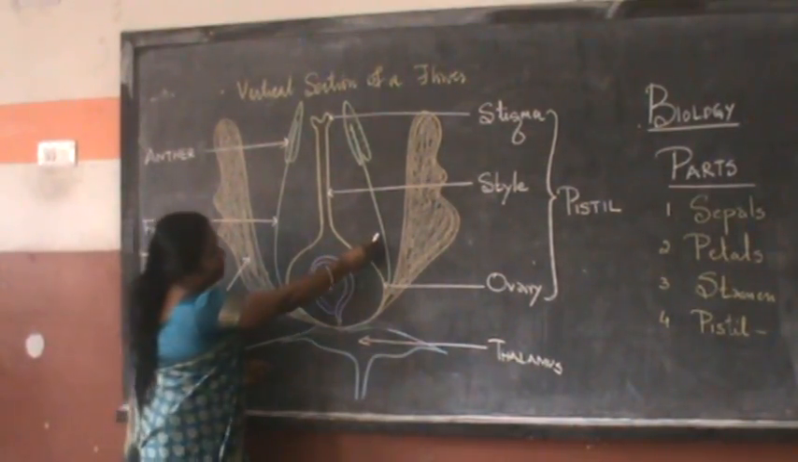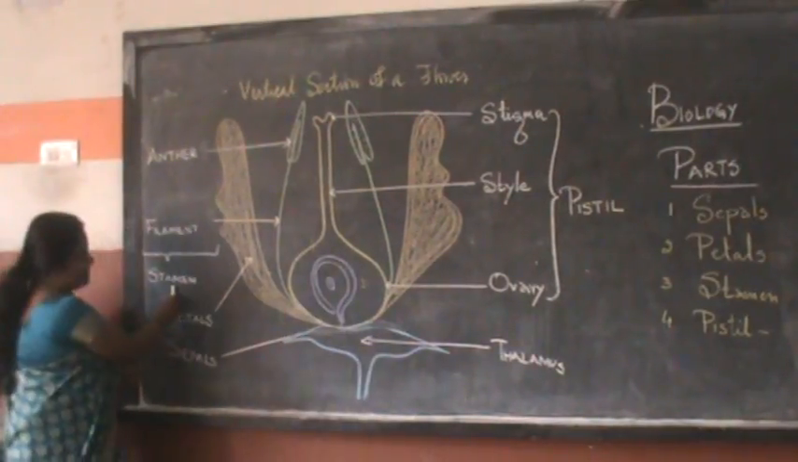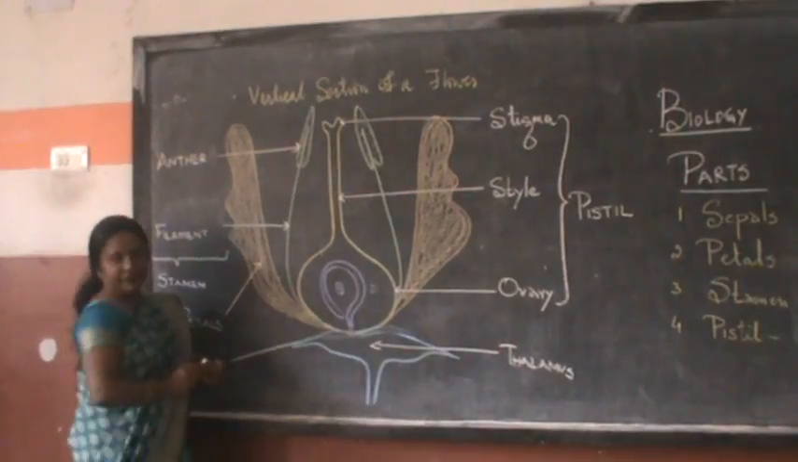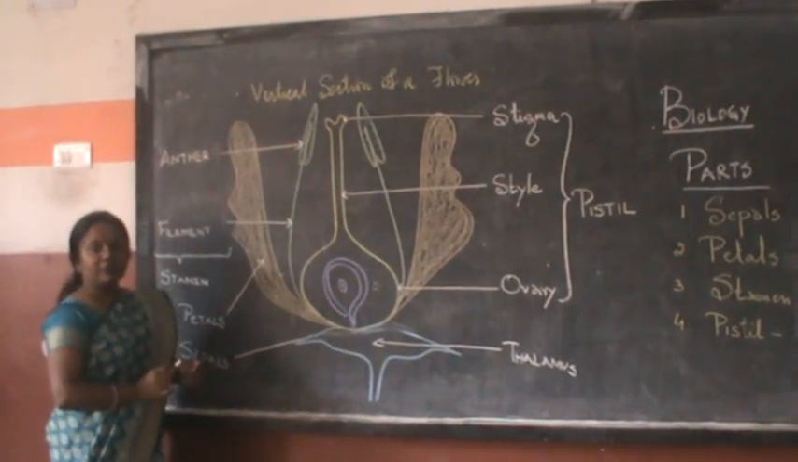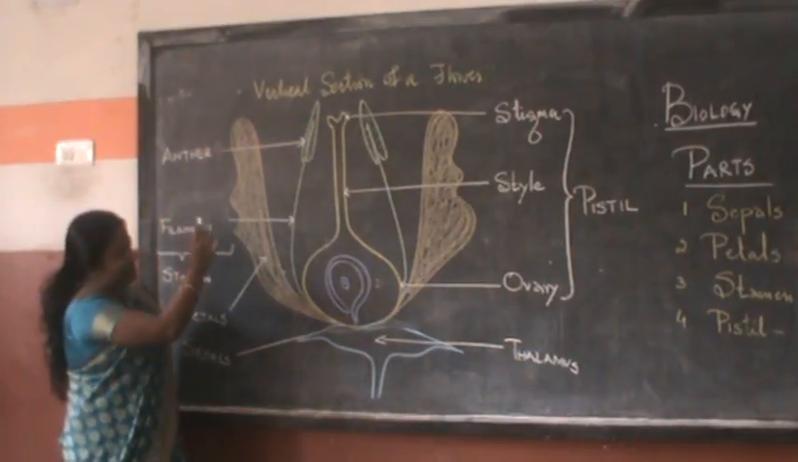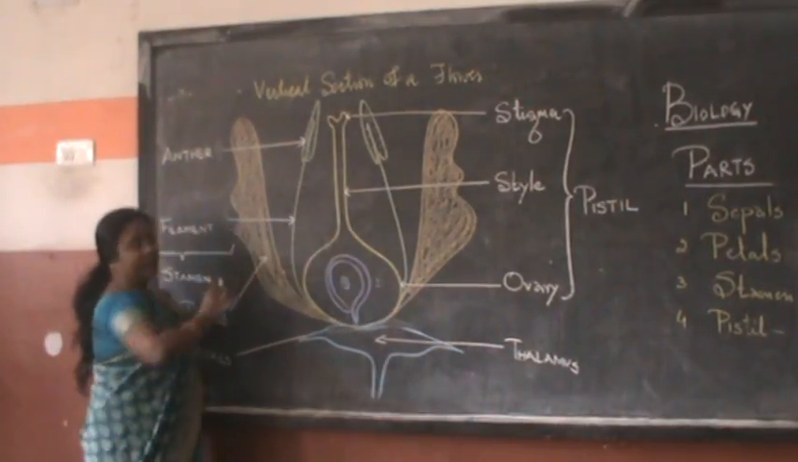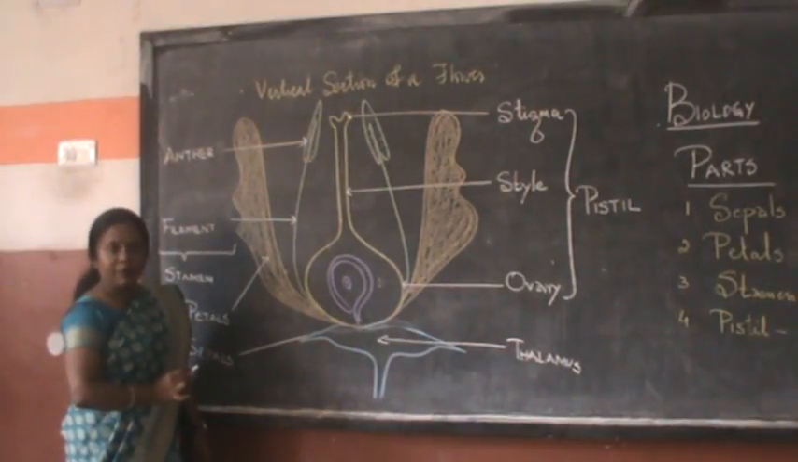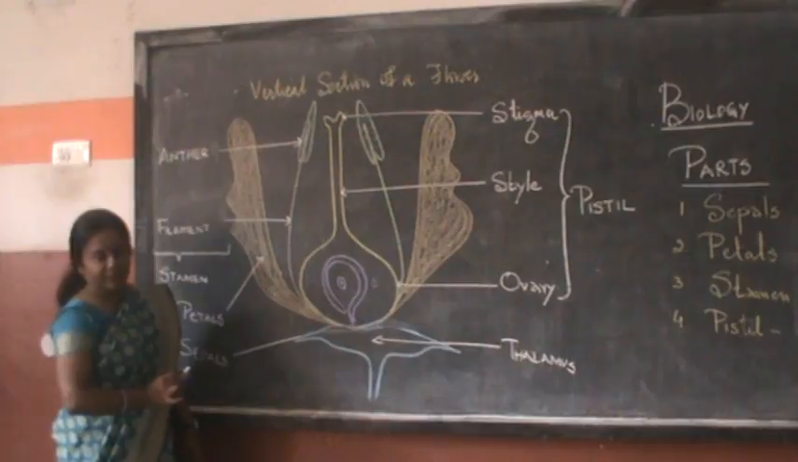The third part in this diagram shows stamen, which is made up of anther and filament. It is rightly called the male reproductive structure of a flower because anther is the part in which a powdery mass called pollen grain is produced, containing the male gamete.